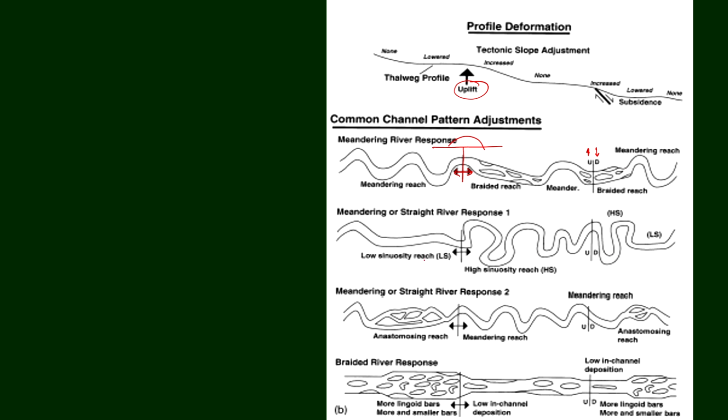If you have low sinuosity, the sinuosity may increase downstream, but if you have a meandering channel, then you will have a braided channel here. That is what has been explained here. Whether you have meandering or straight reaches, or an anastomosing one, that will turn into the meandering channel.